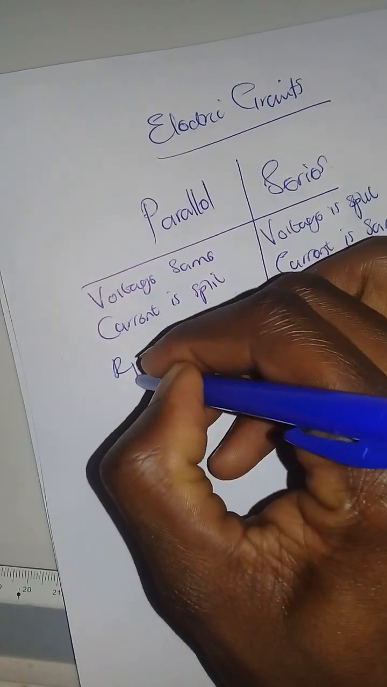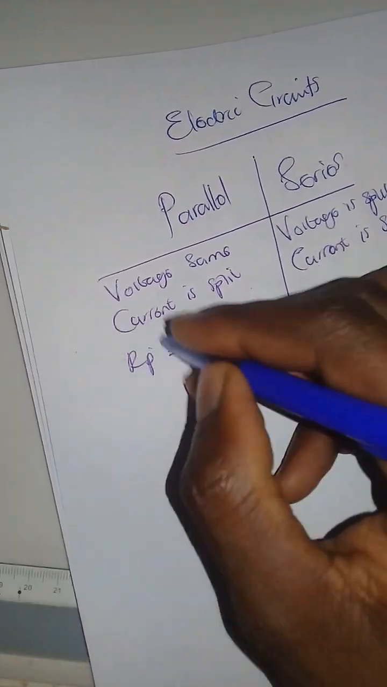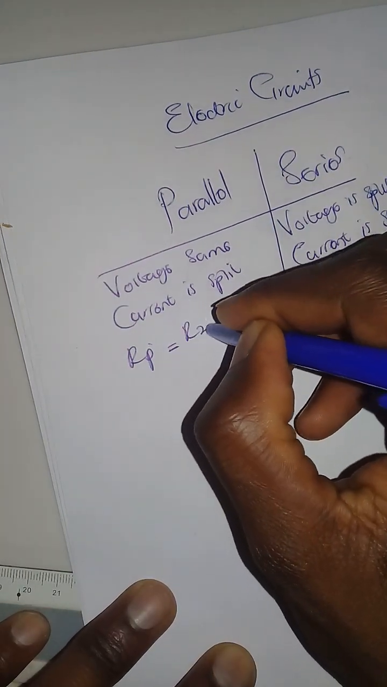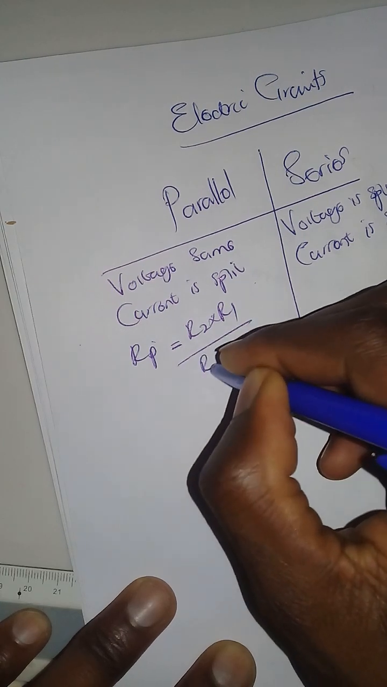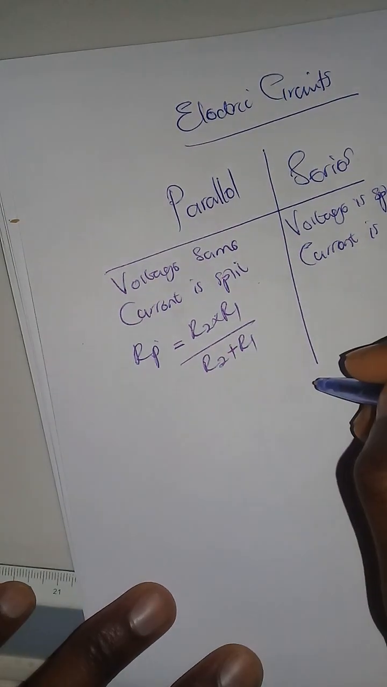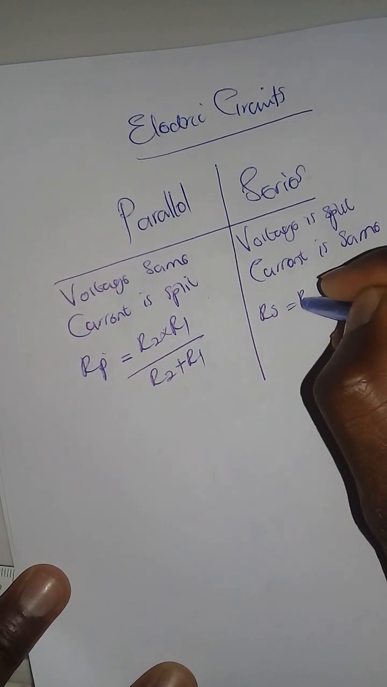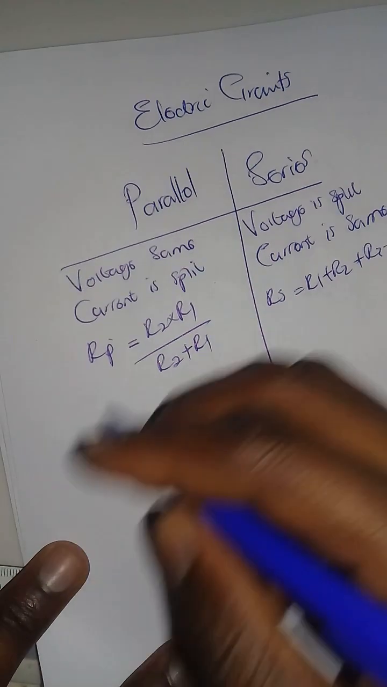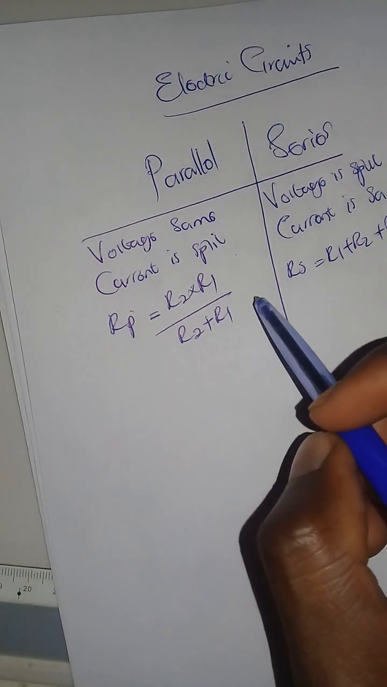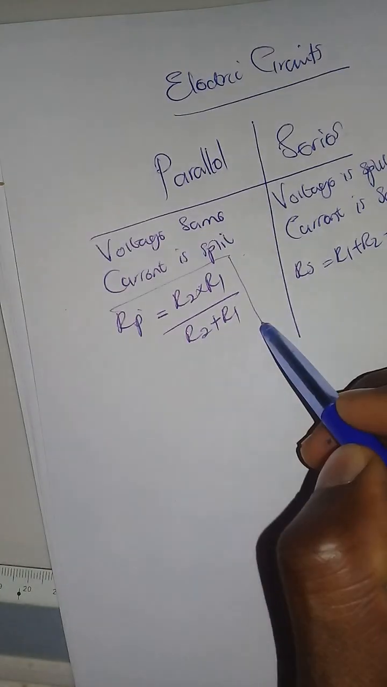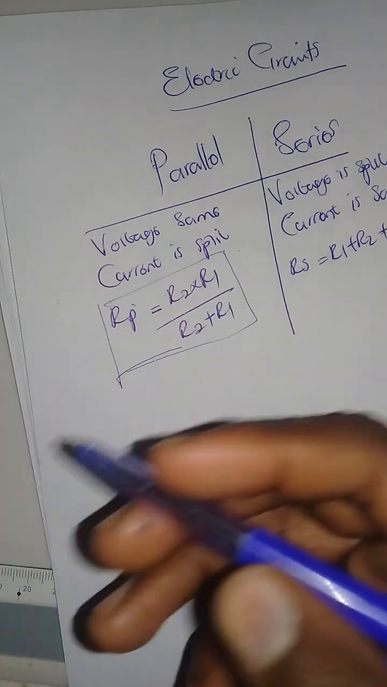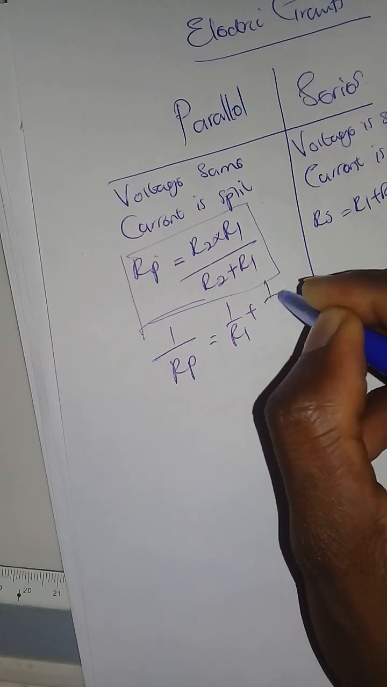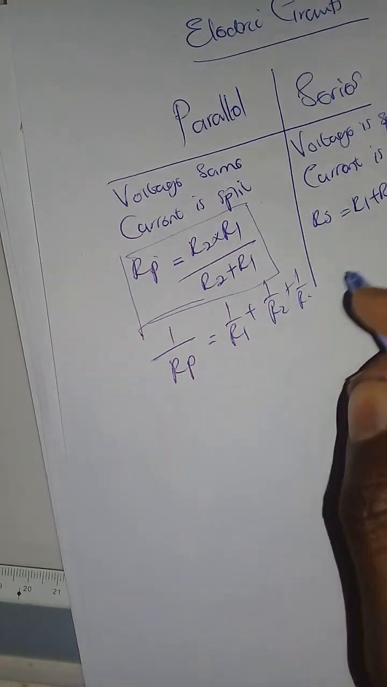And then Rp, this is to calculate the resistance of the connection, right? Which is R2 times R1 over R2 plus R1. And then Rs is equal to R1 plus R2 plus R3, going on and on, depending on how many resistors you have. So now when it comes to the parallel connection, this is the formula that I need you to understand and remember. I know that we do have this formula, 1 over R1 plus 1 over R2 plus 1 over R3 and so forth.